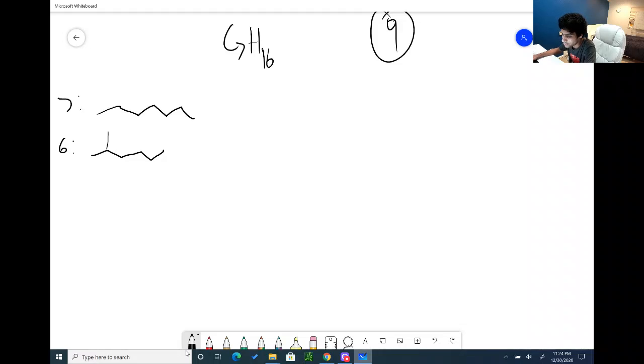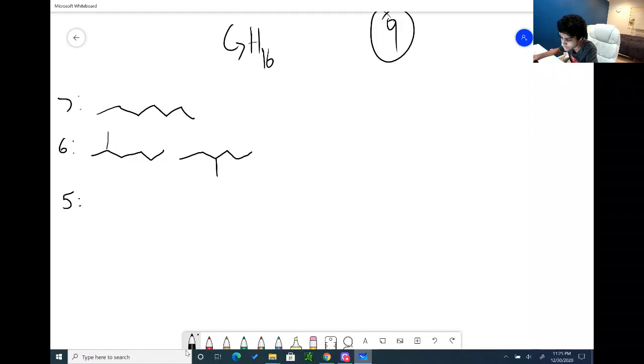So then you can do the same thing with the other ones. You can put it in the middle. Well, if you do this one right here, if you put it in the middle, you're essentially just creating this compound. It's just in a different orientation. So that doesn't work. So I think those are the ones with 6-carbon long chains.